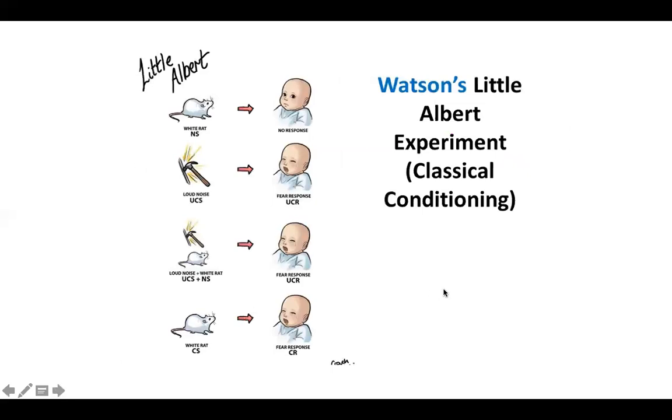Here's how his classical experiment was broken down. He took a cute white rat and presented it to Little Albert, and there was no response. So this is the preconditioning phase here. So at the start, this baby had no fear of rats. At the beginning, the rat is a neutral stimulus, just like the bell was a neutral stimulus in Pavlov's work.